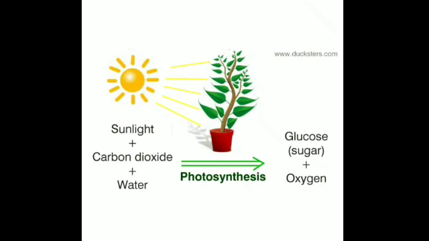Now this process helps to maintain the balance of carbon dioxide and oxygen in the atmosphere. Is that clear? Oxygen is released by the plants and used by animals and human beings for respiration, and in turn human beings and animals exhale carbon dioxide, which is used by the plants for photosynthesis. So this maintains the balance between carbon dioxide and oxygen in the atmosphere.